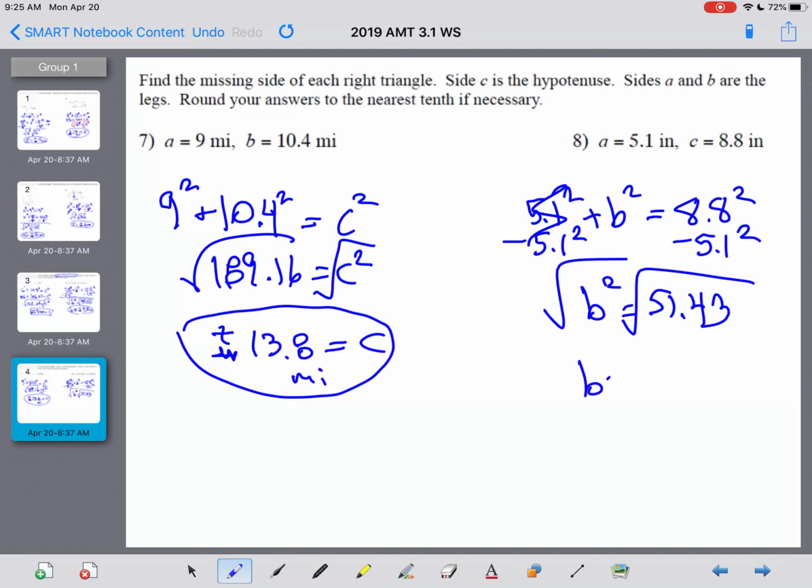And I get b will be about plus or minus 7.2. We're talking inches. We only want the positive one. And we're done. So this had a nice rhythm to it. And again, just remember that it works for a right triangle, knowing 2 of the 3 sides, and then differentiating between the legs and the hypotenuse. Good luck.